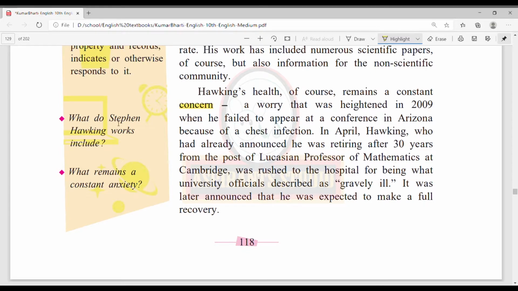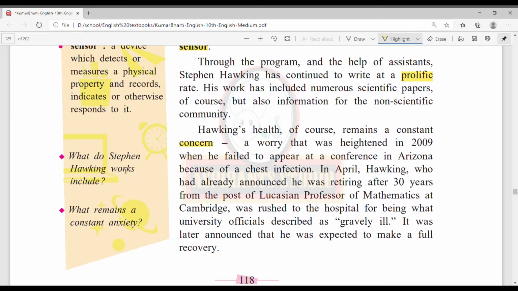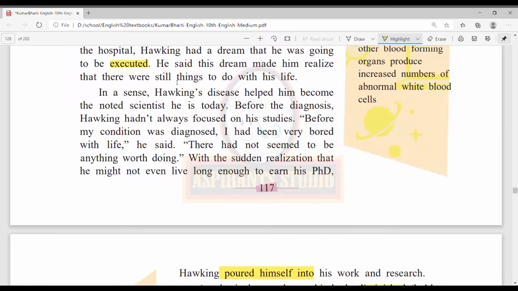What do Stephen Hawking's works include? Stephen Hawking's works include numerous scientific papers as well as information for the non-scientific community. What remains a constant anxiety? Hawking's health remains a constant anxiety. Now listen to the explanation.